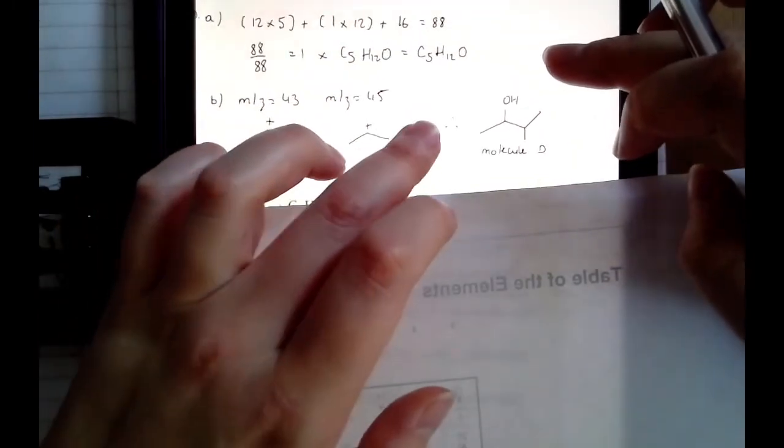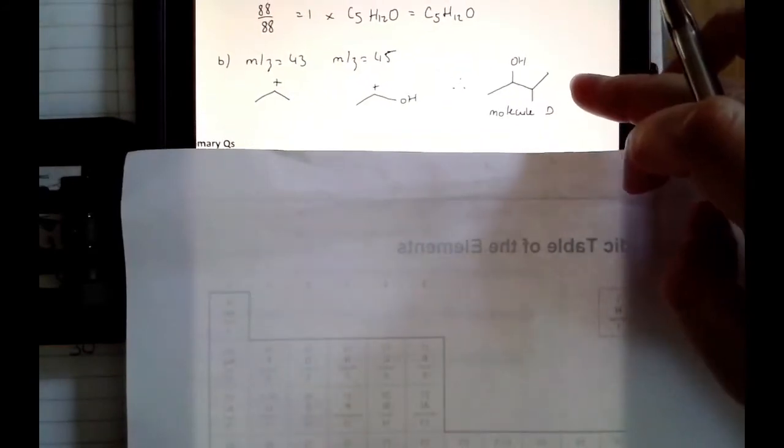So I tell you in the question that molecule D can be oxidized to form a ketone. So if it's oxidized to form a ketone, then it must be a secondary alcohol. I also tell you that it's branched. And I tell you that you've got 2 peaks in there, a peak at 43 and a peak at 45. So we've seen 43 before. It's typically C3H7. And if you look at the total mass of the molecule, 88, you will see that if you're losing a C3H7, what you are left with has a mass of 45.